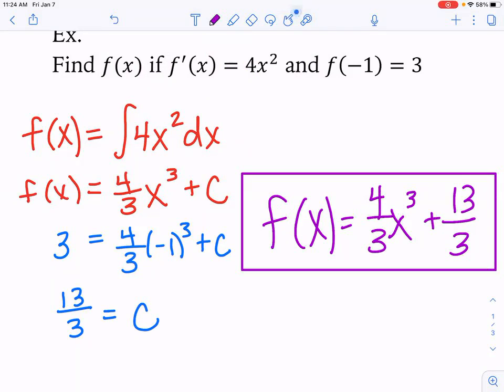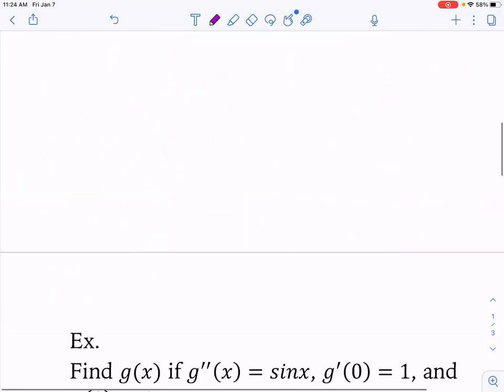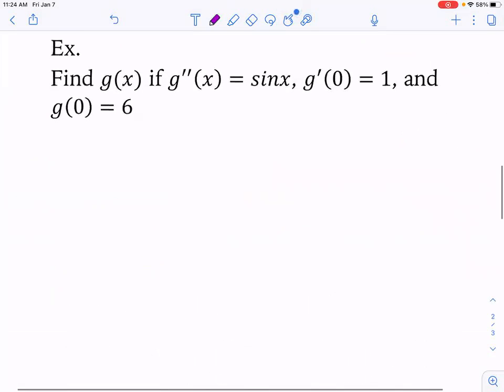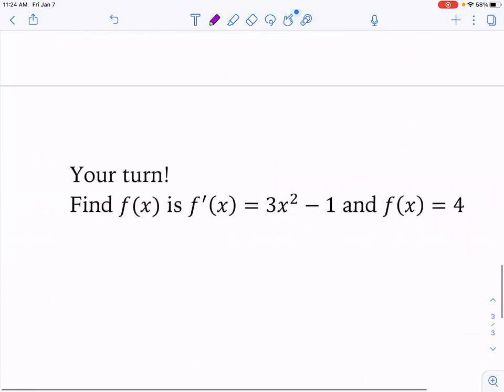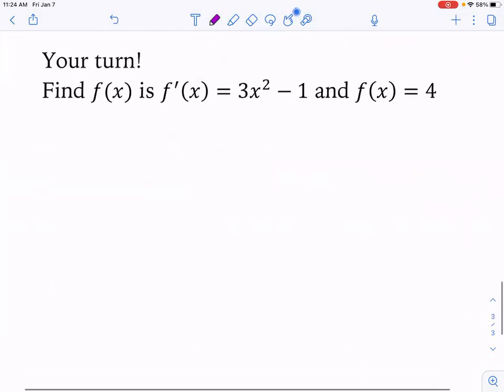All right, you think you can do it? And then the third example we'll do together. I have faith in you.